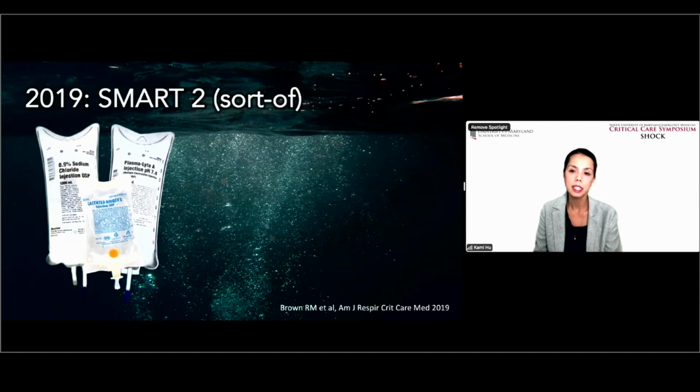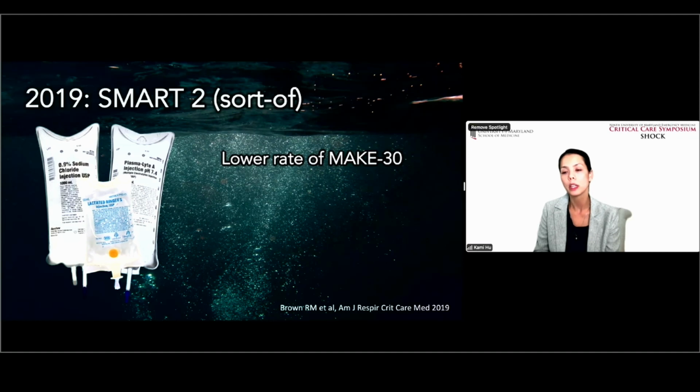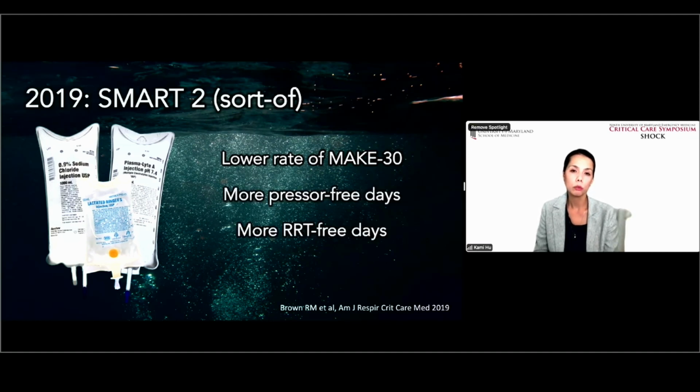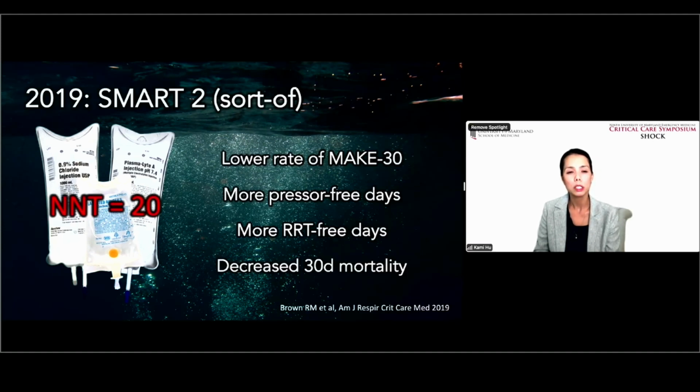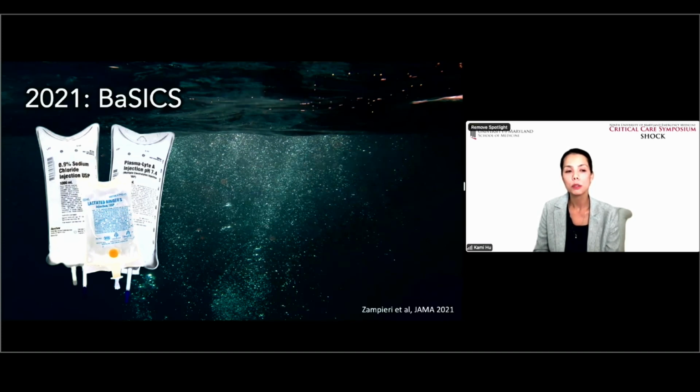Well, 2019 came around and the planned secondary analysis of SMART came out, where they looked at balanced versus saline in patients with sepsis only. And this one seemed really impressive: a lower rate of kidney injury, or major adverse kidney events, at 30 days, more days off pressors, more days off of renal replacement therapy, and a decreased 30-day mortality with a number needed to treat of 20. Seems pretty good.